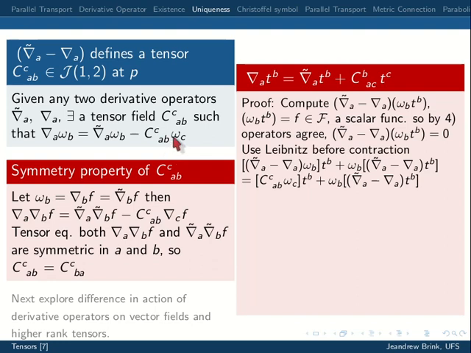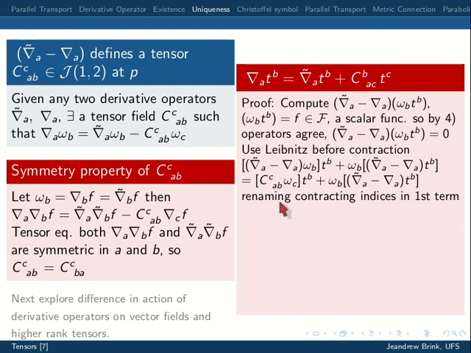C^c_ab contracted with ω_c. So there we have it. And notice what happens here with the c, right? You're applying it to ω_b, but then the ω_b gets taken up into the tensor, and you're actually contracting the c with one of the other components in the tensor. Okay, so this then is the expression for that, and then you're left with ω_b times this difference of operators applied to t^b, which is what you actually want.